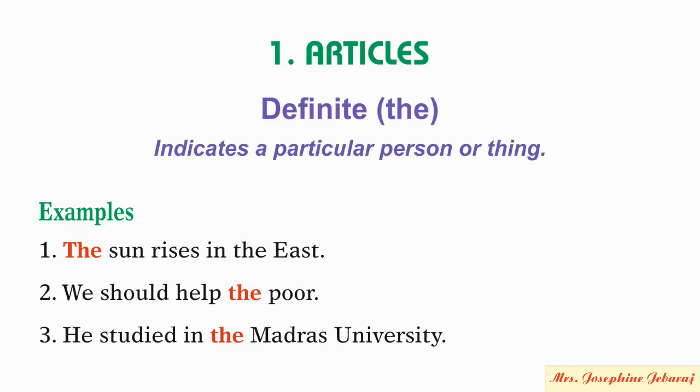Let's start with articles. An article is a word that modifies or describes the noun. There are 2 types of articles in English, definite and indefinite. The definite article is the. It indicates a particular person or thing. Example, the sun rises in the east. We should help the poor.